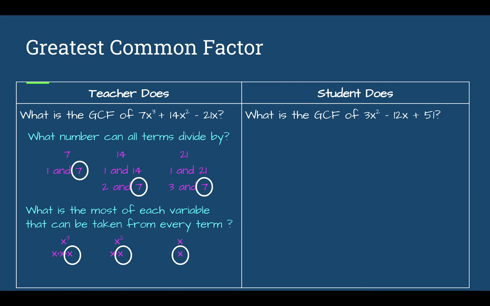So here we had x to the first power. I could take out 1x from each term. For my greatest common factor, I'm going to put them both together. I had 7, and then I could take out an x, so 7x is my greatest common factor. And again, if that first term was negative, which it's not, then we would make our GCF negative. But since it's positive 7, we just keep it as positive 7.